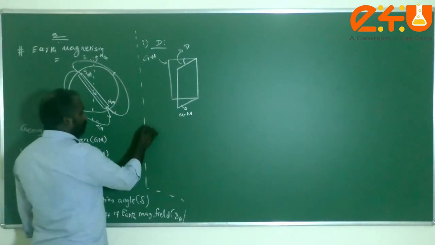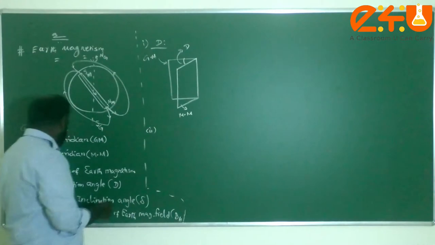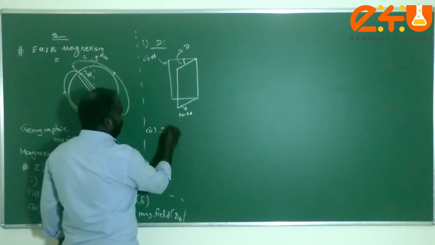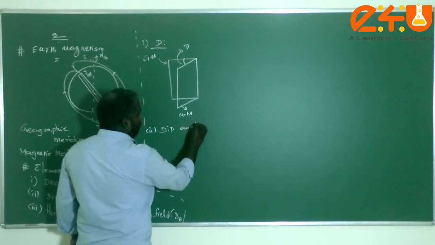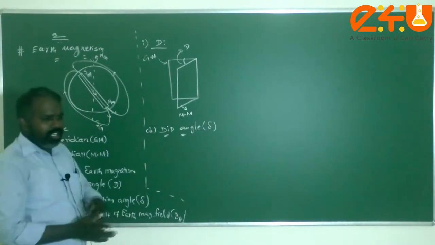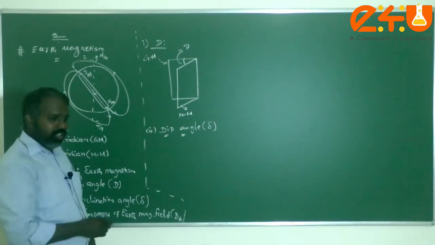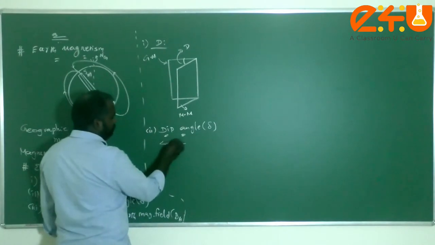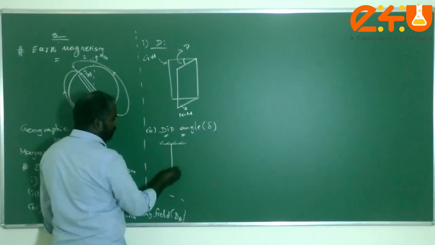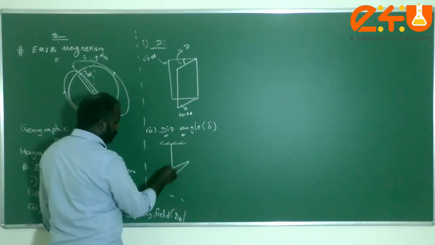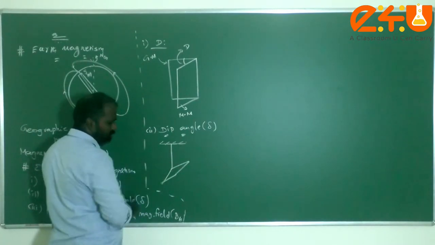Now the second one we are going to discuss is the dip angle. We know that whenever a bar magnet is suspended freely, it always aligns approximately in the direction of geographic north-south. So let us assume that this is a magnetic needle, a sharp magnetic needle. You may see one in a physics lab.